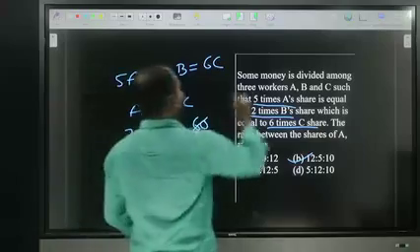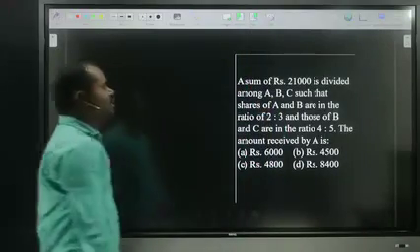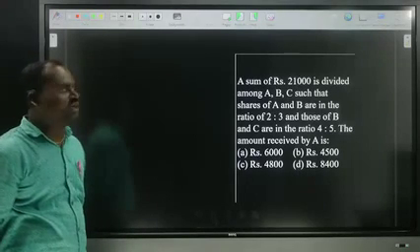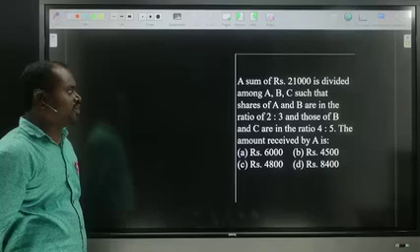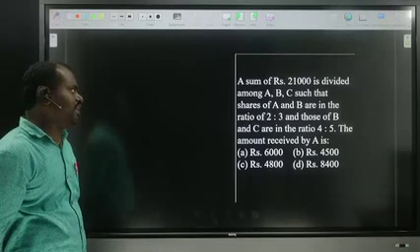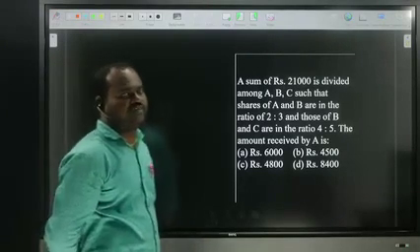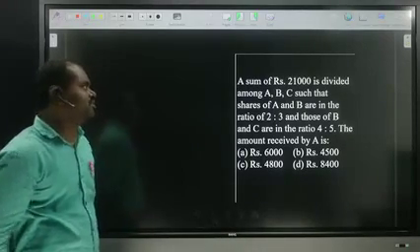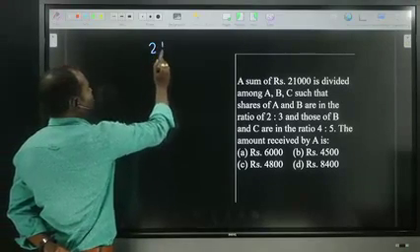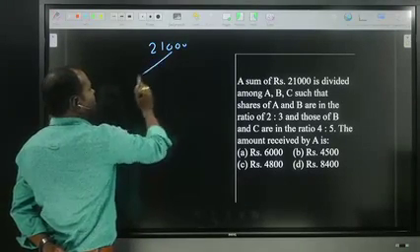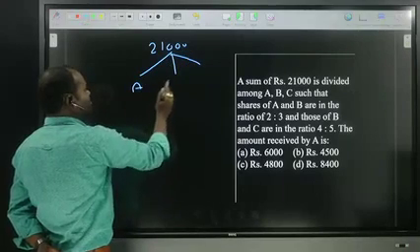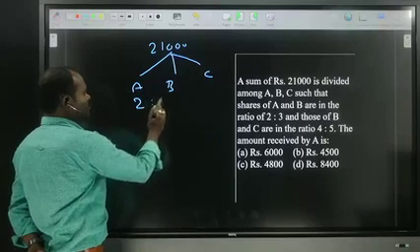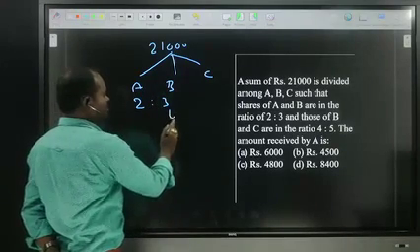Now, a sum of 21,000 is divided among A, B, C such that the shares of A and B are in the ratio 2:3 and those of B and C are in the ratio 4:5. The amount received by A is some amount. Total 21,000 money is there, divided between A, B and C. The ratio of A is to B is 2:3, and the ratio of B is to C is 4:5.